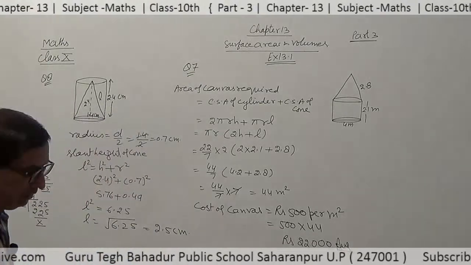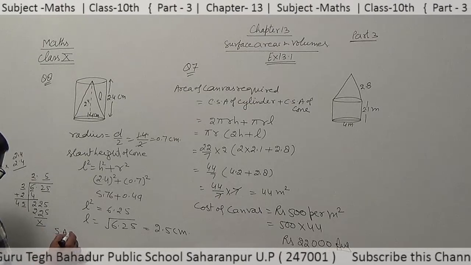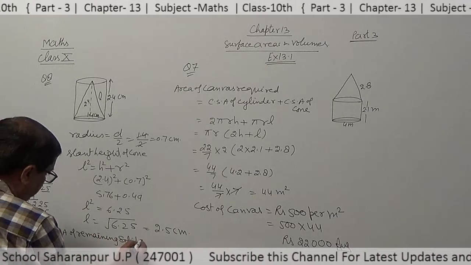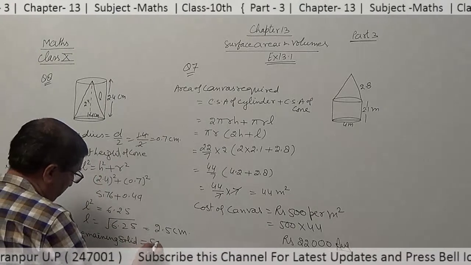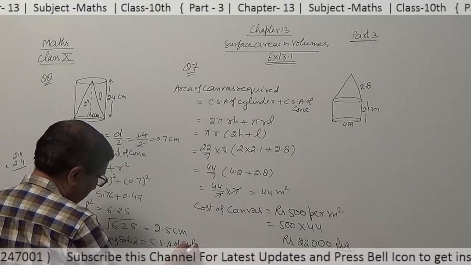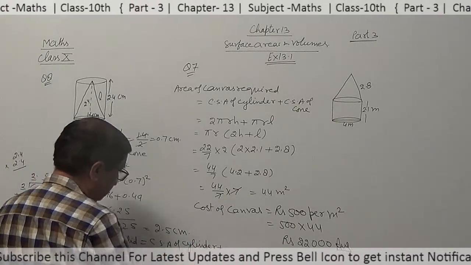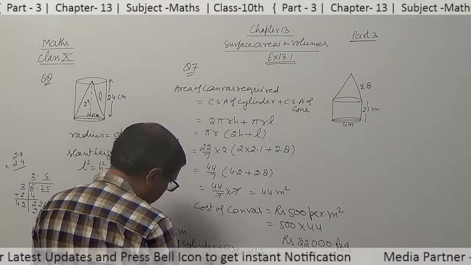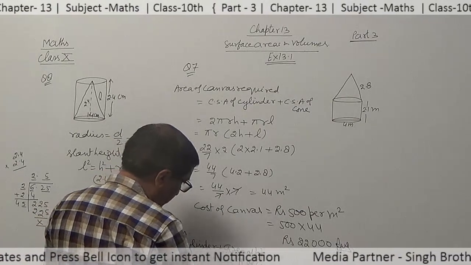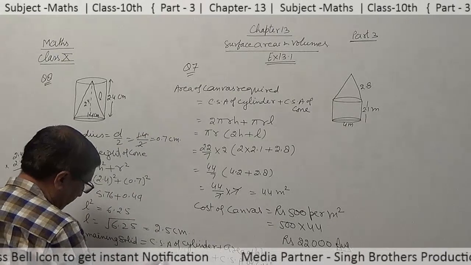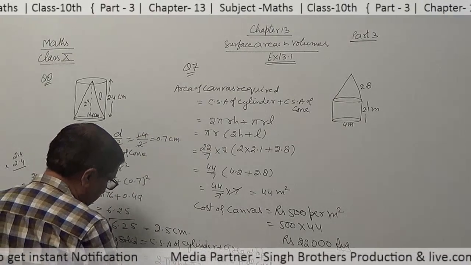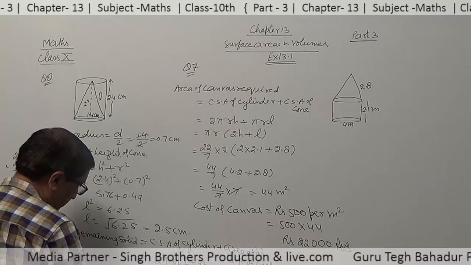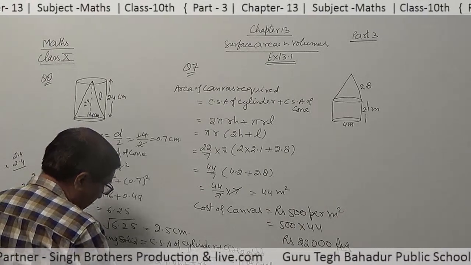So area of remaining solid is curved surface area of cylinder plus area of top, that is a circle, plus curved surface area of cone: 2 pi rh plus pi r square plus pi rL. Taking pi r common, 2h plus r plus L.